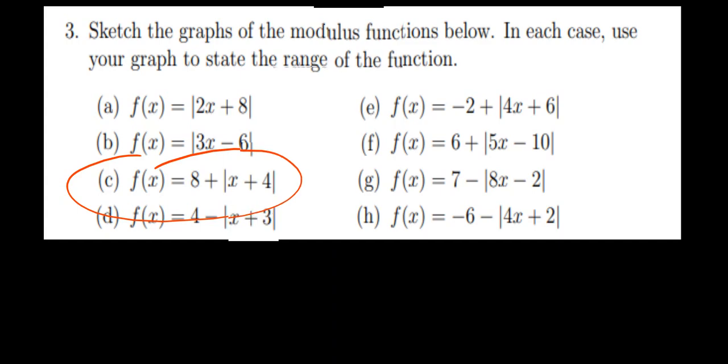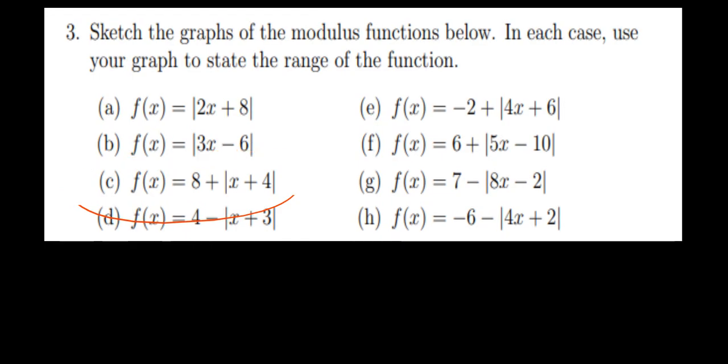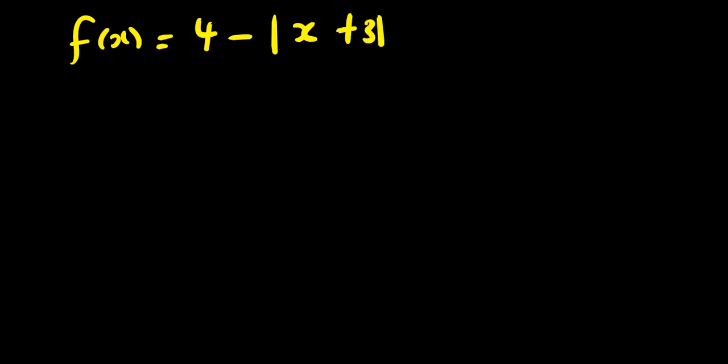Let's solve another one. So this one, let's solve d. D is 4 minus, okay, now we have a negative number. Let's see how it's going. 4 minus the modulus of x plus 3. So let's solve. We're saying f of x is equal to 4 minus the modulus of x plus 3.